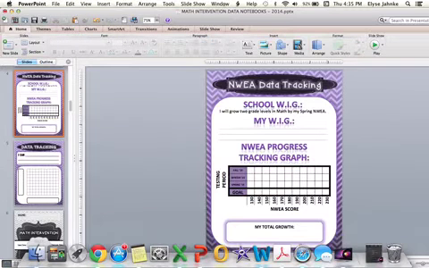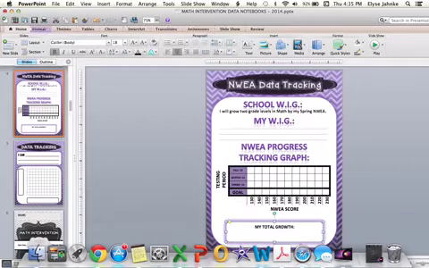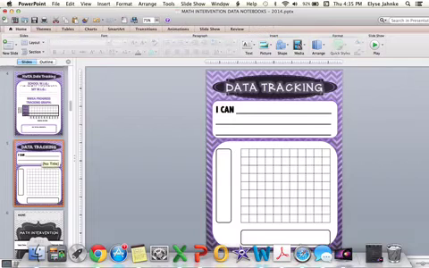So here are the NWEA scores, and then the testing period, so that they can shade where they're at for each one. And they can put their goal score as well, and then their total growth they could put at the bottom. Or we could do it more like this.